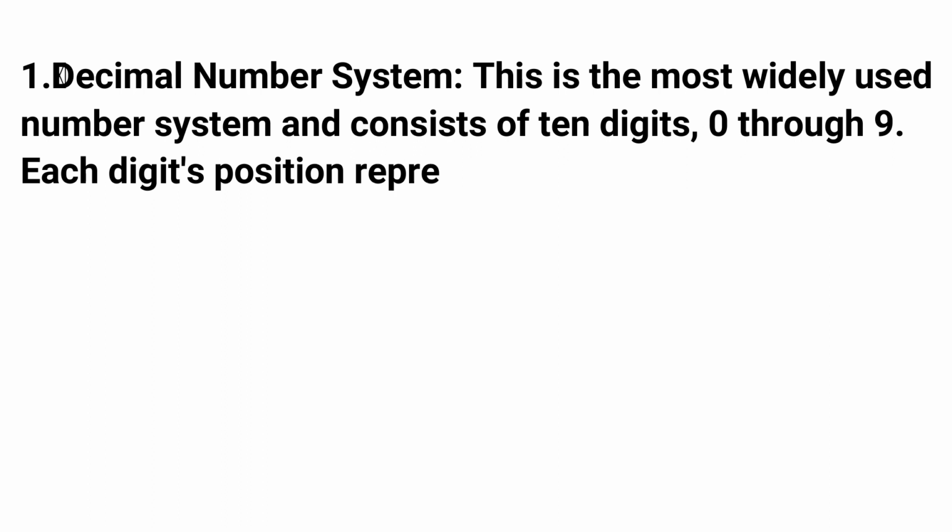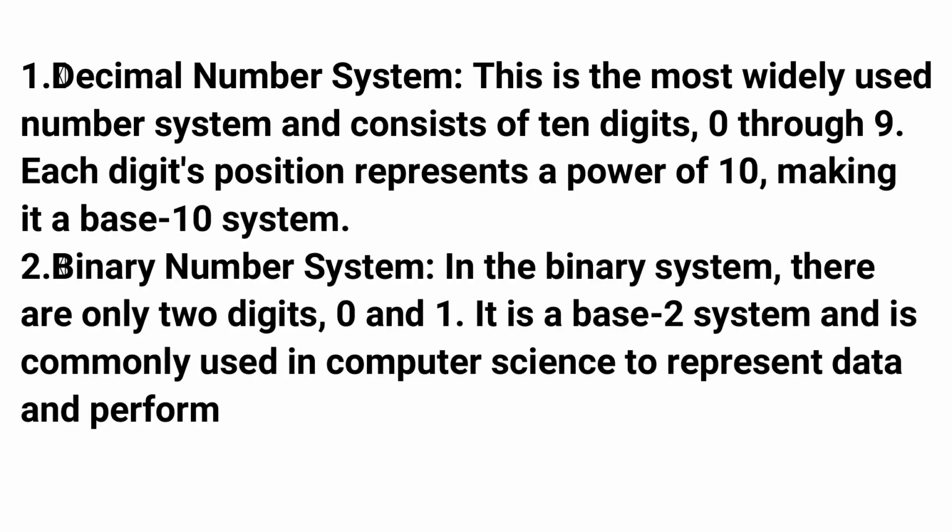The most common number systems include: 1. Decimal number system. This is the most widely used number system and consists of 10 digits, 0 through 9. Each digit's position represents a power of 10, making it a base 10 system. 2. Binary number system. In the binary system, there are only 2 digits, 0 and 1. It is a base 2 system and is commonly used in computer science to represent data and perform binary arithmetic.